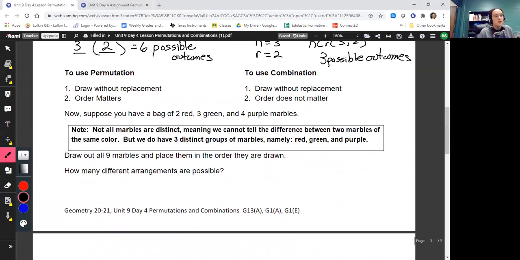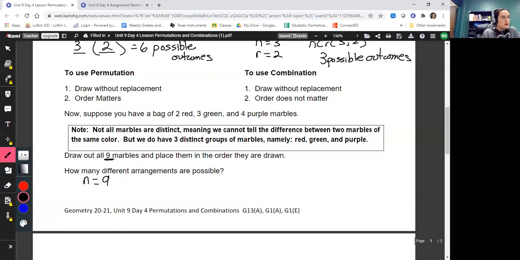So next up, now suppose you have a bag of 2 red marbles, 3 green marbles, and 4 purple marbles. And we want to draw out all 9 marbles and place them in the order they're drawn. And we want to know how many different arrangements are possible. So this is a permutation without replacement. And it's like the Mississippi problem. So we need our total number of marbles. So 2 plus 3 is 5, plus 4 is 9. We have 9 total marbles.